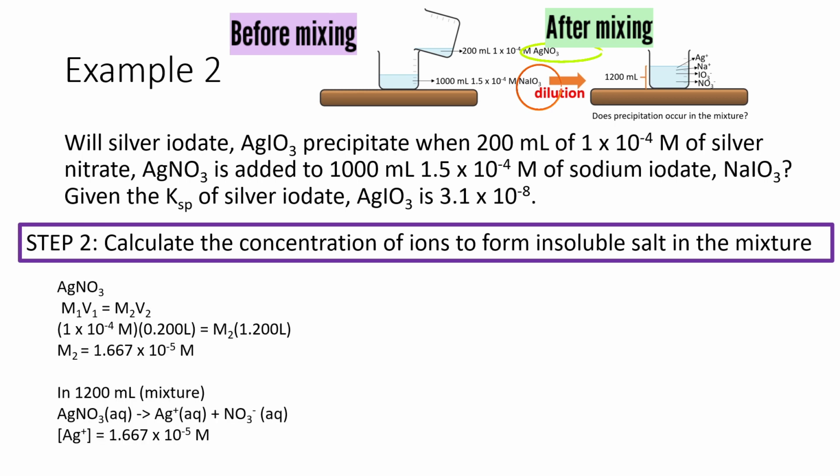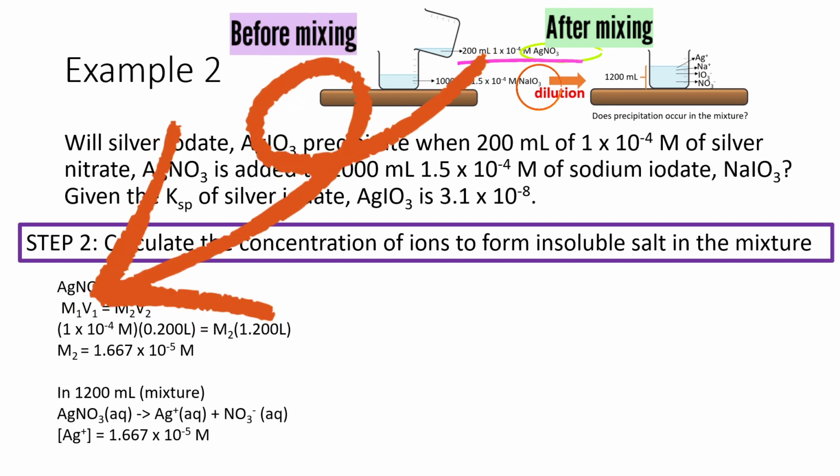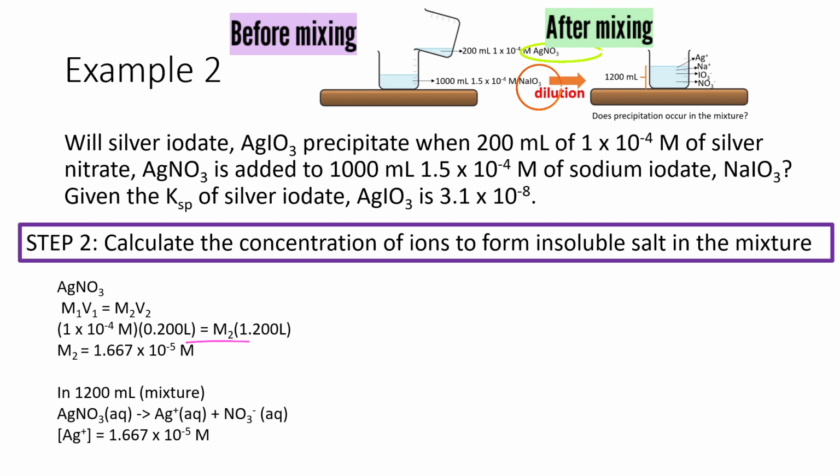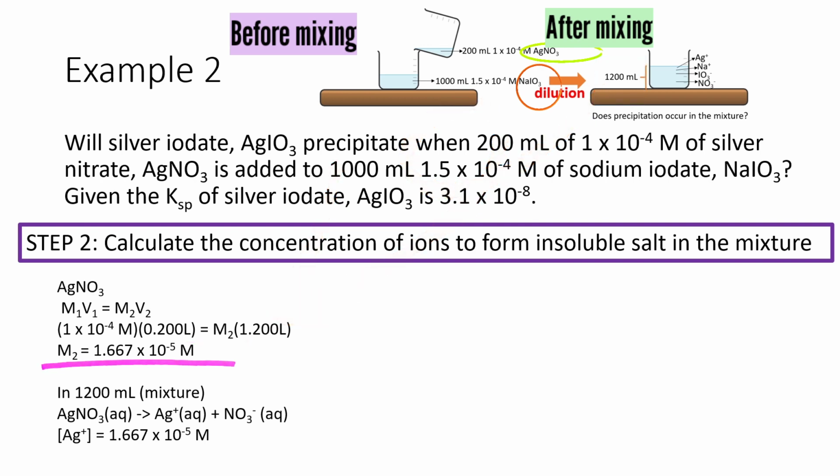For example, for silver nitrate solution, before mixing, the molarity M1 is equal to 1 times 10 to the power of -4, and V1 is the volume before mixing, which is 0.2 liter. M2 is the molarity of silver nitrate solution after mixing, and V2 is the volume of solution after mixing, which is equal to 1.2 liter. M2 is then determined to be 1.667 times 10 to the power of -5 molar, and this M2 is the molarity of silver nitrate solution after mixing.